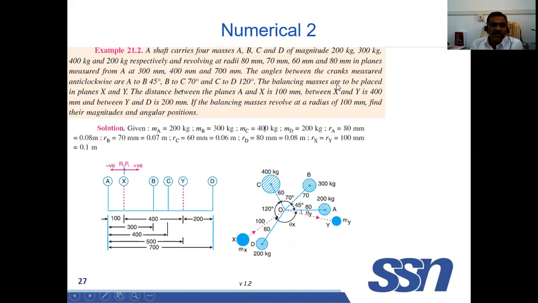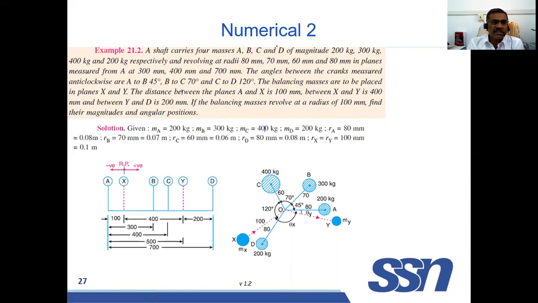The masses are to be balanced in planes X and Y. There are two planes where you have to put the balancing masses, X and Y. The distance between the plane A and X is 100 millimeter, between X and Y is 400 millimeter, and between Y and D is 200 millimeter. If the balancing masses revolve at a radius of 100 millimeter, find their magnitudes and angular positions. This is the problem.